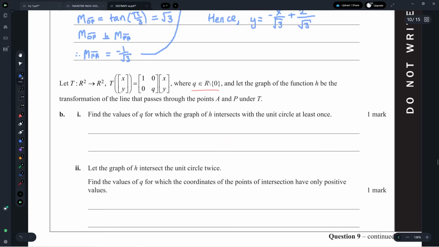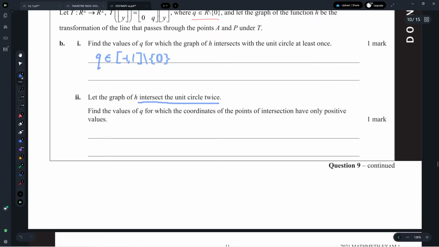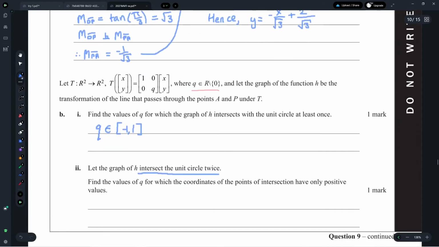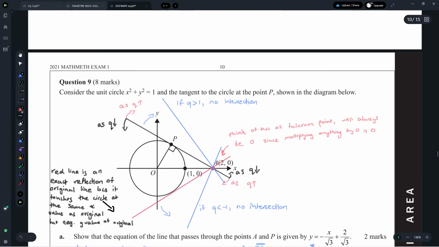And so if q is less than -1, then it won't touch the circle at all because it'll go too low. Also, here I did not include the domain of q, where q does not include 0. So make sure you include that. I forgot to when I was going through the exam.